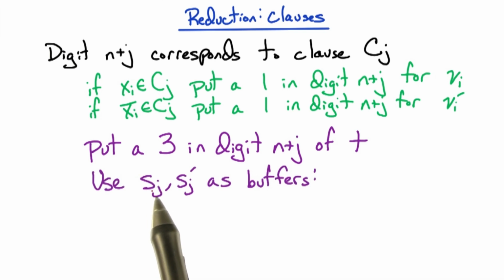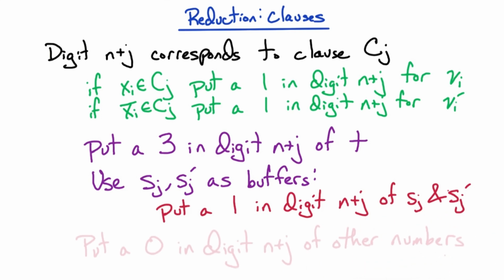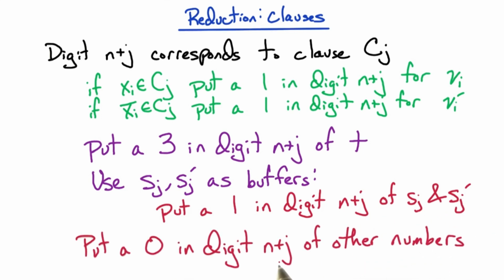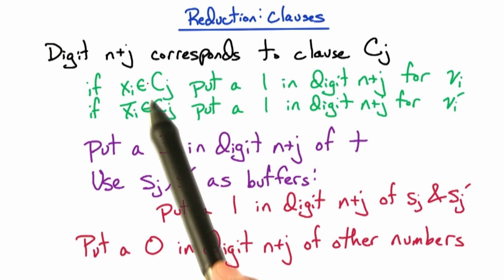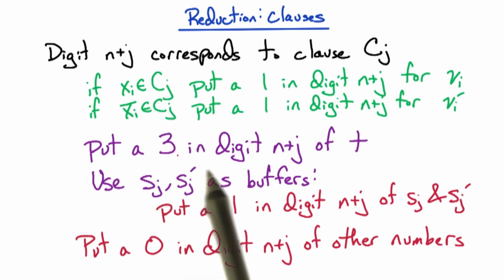Well, that's where we use sj and sj prime to act as buffers. We put a 1 in digit n plus j of both of these numbers. And finally, we put a 0 in digit n plus j of all the other numbers which we haven't specified so far. The main point is that if all 3 of the literals in this clause are satisfied, then we get the desired sum of 3 in this digit.